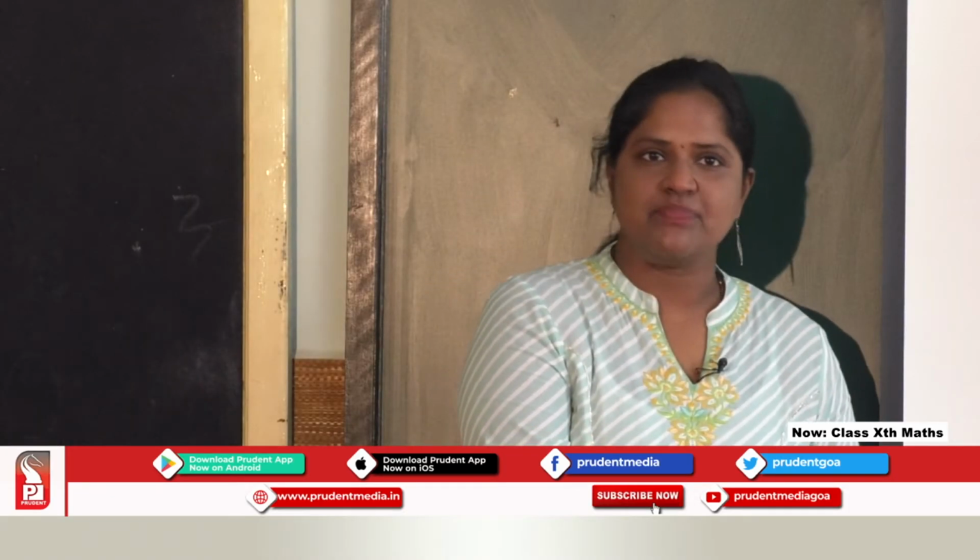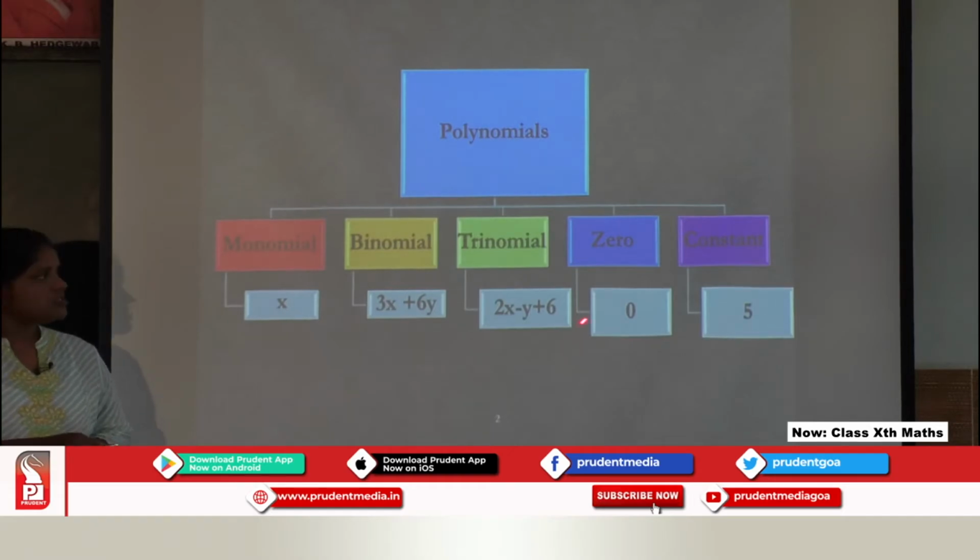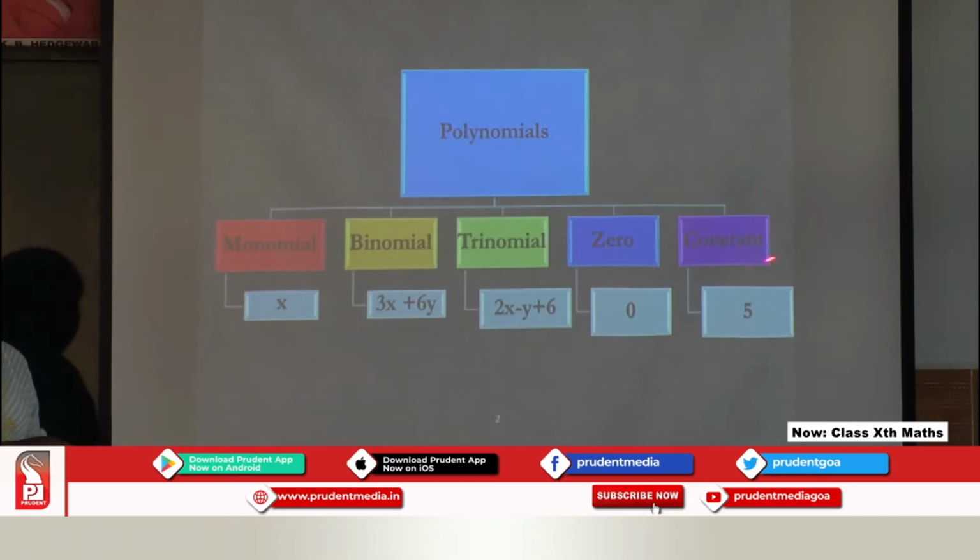We also learned something called the zero polynomial in the lower classes, which has only 0 as a term. So this polynomial is called the zero polynomial. And the last one is constant. Constant means it will have any one integer, maybe negative, positive. So this is called a constant polynomial.